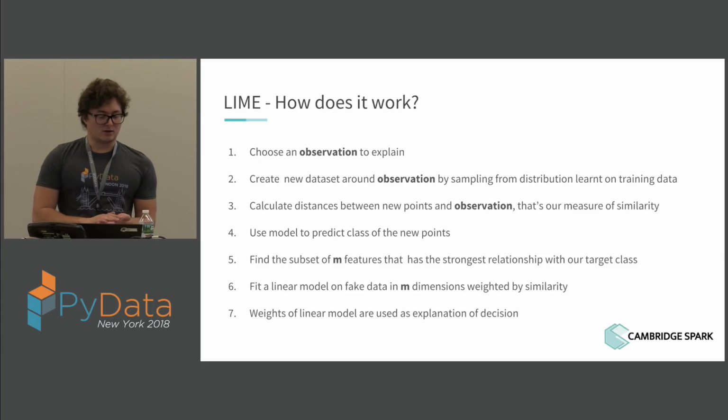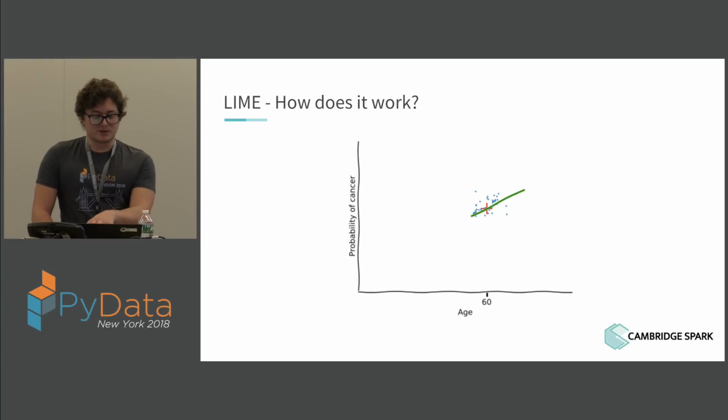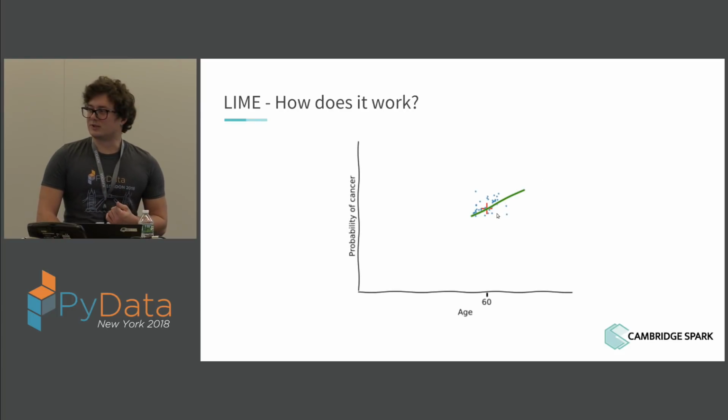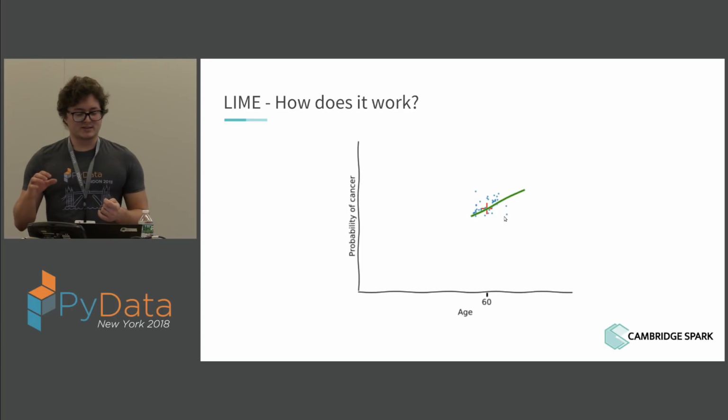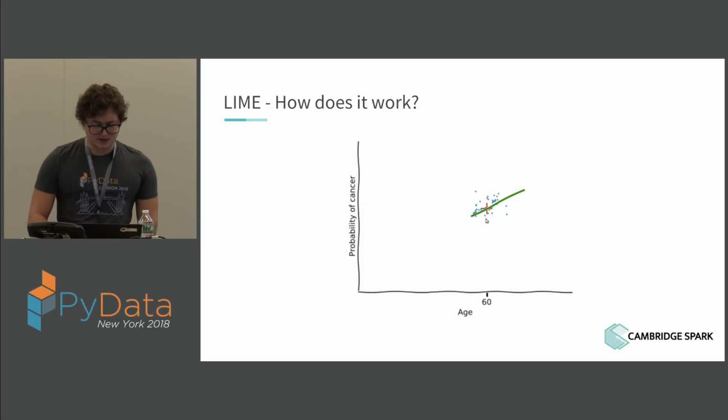Right. So I explained. You choose an observation. You create a new data set around it. You calculate the distance between the points. So that's something I didn't mention here because it was hard to visualize, but it's assigning different weights on the points that you're generating, just to know how similar they are to your original point that you want to explain. So you don't want a point that is quite far off to be weighted the same as things that are really similar to your point that you want to explain.